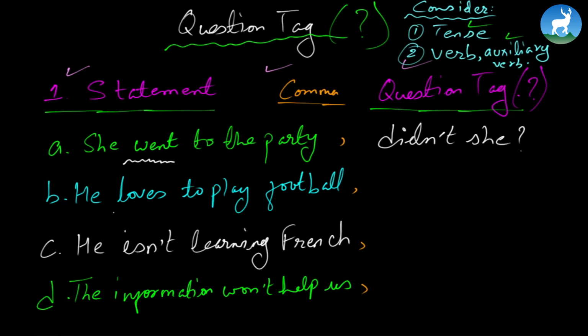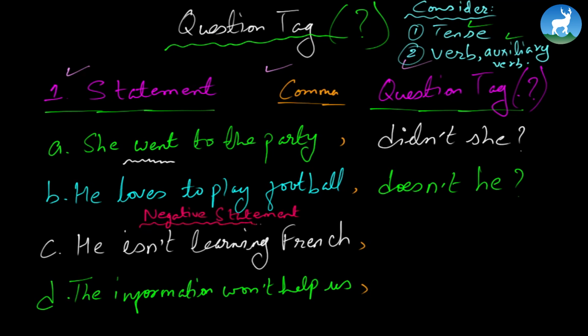He loves to play football. Look at that. Simple present. He loves to play football. Positive statement, negative question tag. He loves to play football, doesn't he? Remember, positive statement, negative question tag. Now look at this. Negative statement. Now these statements are negative, you see.